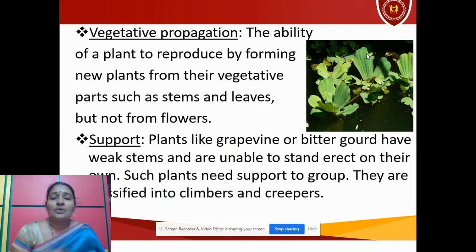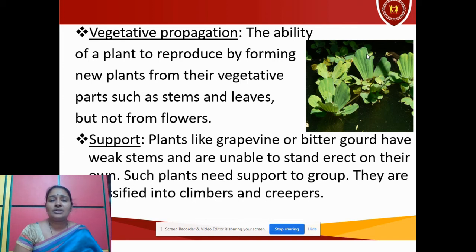Next, how plants have modifications to support. For example, plants like climbers and creepers. You know very well, in your lower classes you have studied: what do you mean by climbers? What do you mean by creepers? Actually, they have weak stems. They cannot stand erect on their own, so they need support to grow.